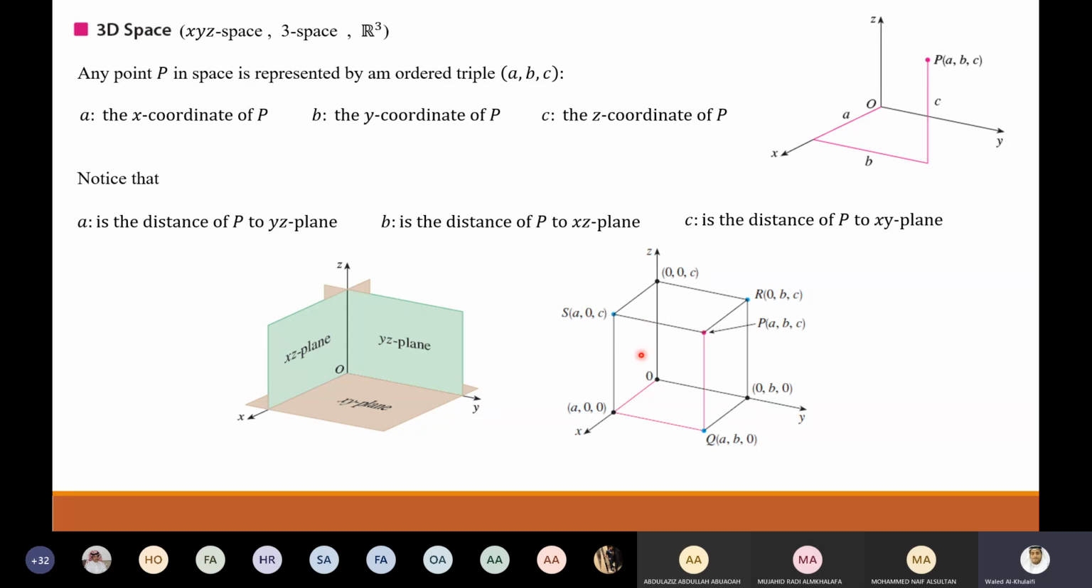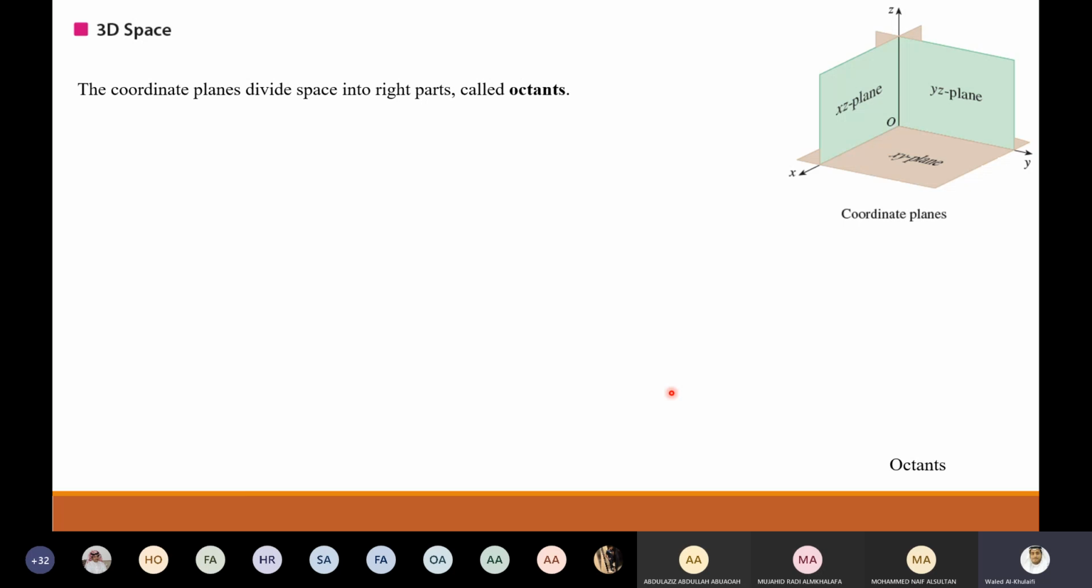Later you're going to see how to do the polar in 3 dimensions, and we have a new coordinate system. We're going to study it by the end of this course. Now the coordinate planes, the XY plane, the XZ plane, the YZ plane, divide the space into 8 parts.